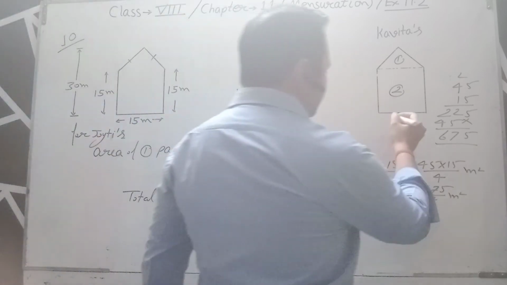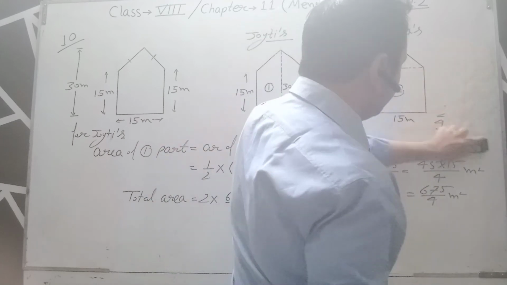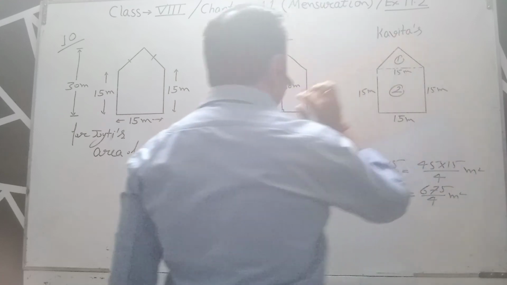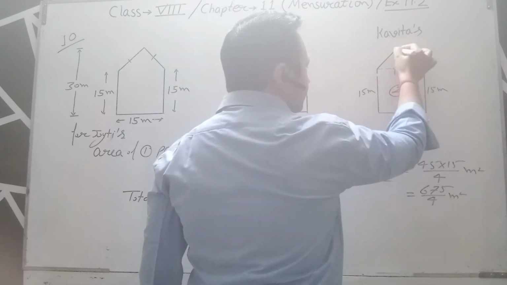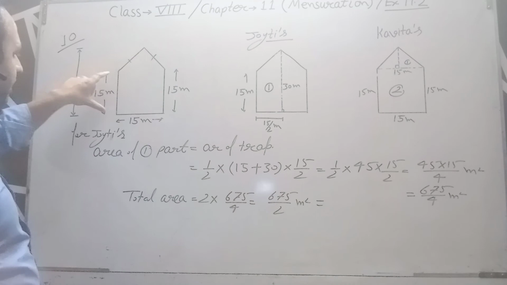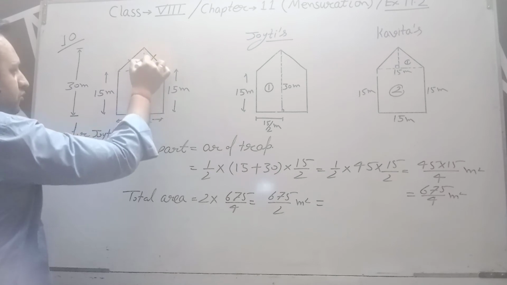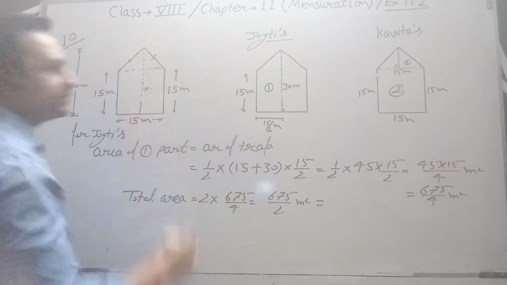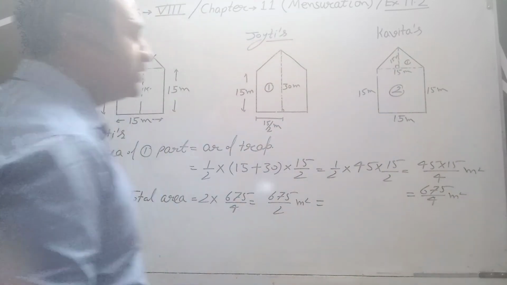Now its value is 15 meter. It is also 15 meter, and it is also 15 meter. And the height of the triangle: because the total value is 30 meter and this value is 15 meter, so it's also 15 meter. It means the height of the triangle is also 15 meter.